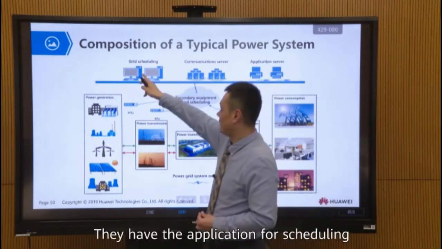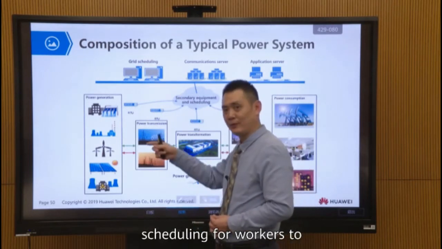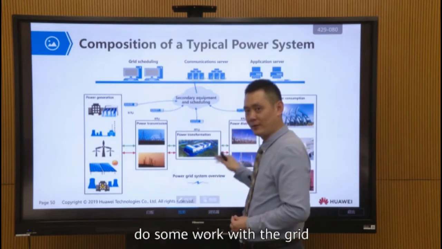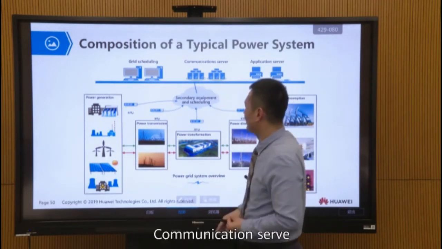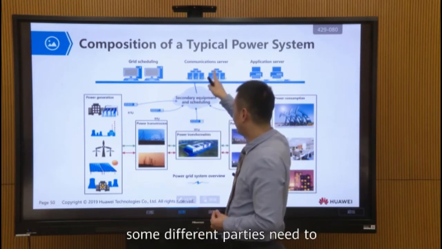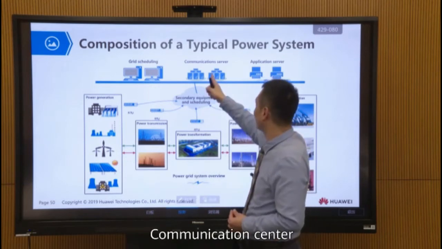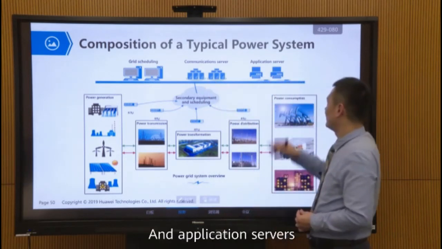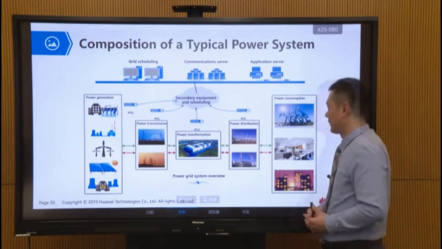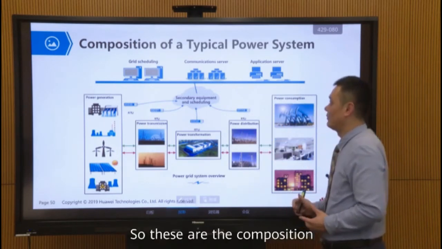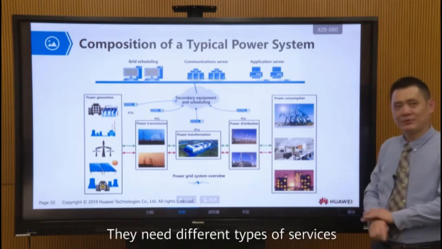They have the application for scheduling workers to do some work with the grid. There is a communication server, different parts that need to communicate with each other, a communication center, and application servers. Some data needs to be collected by the application server. So these are the composition of this power system. They need different types of services.